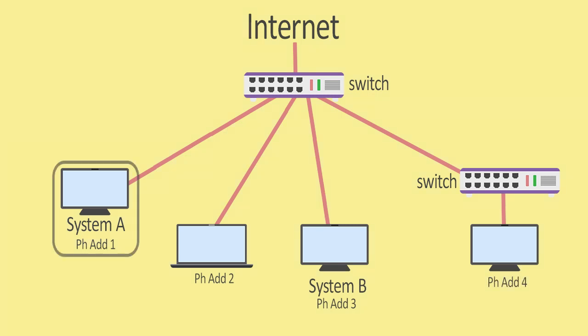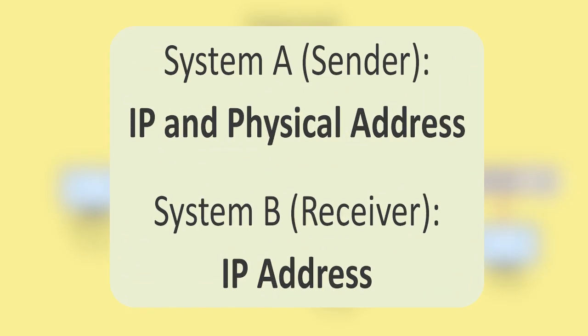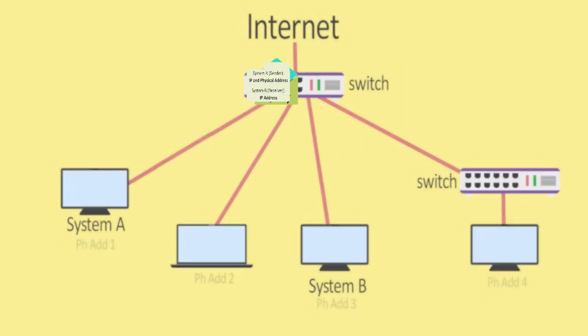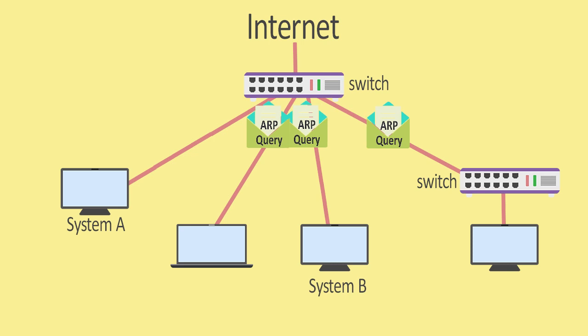Assume that System A wants to send a packet to another System B. It knows the IP address of the System B. For finding the physical address, System A sends an ARP query packet. This packet contains IP and physical address of the sender System A and the IP address of the System B. This query is broadcasted over the network.